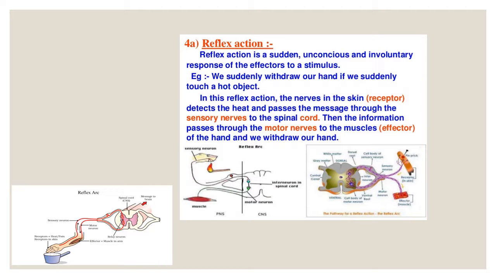What is a reflex action? Again, by a diagrammatic representation, as is also given in your NCERT. The receptors are there, the sensory neuron which is taking the message, and the motor neuron which is bringing it from the central nervous system to the effector. The relay neuron in between is giving the message that yes, we have to pull our hand back. Reflex action is a sudden, involuntary response of the effectors to the stimulus. In this reflex action, the receptor in the skin detects the heat and passes the message through the sensory nerves to the spinal cord. You can just go through this diagram. The diagram is very important from the academic point of view and can be asked, and you should practice it.